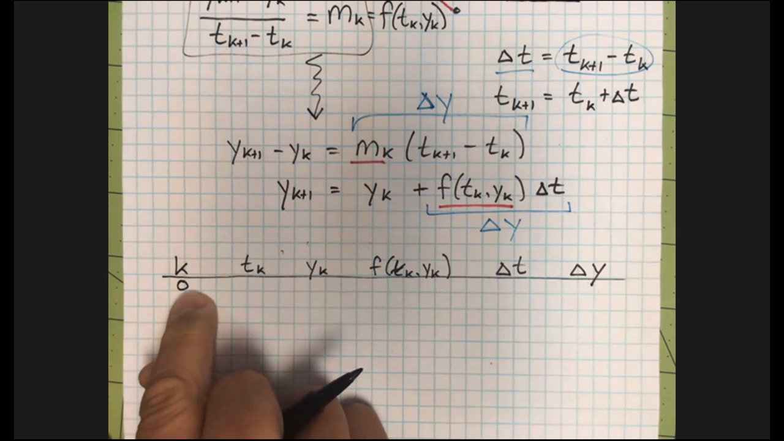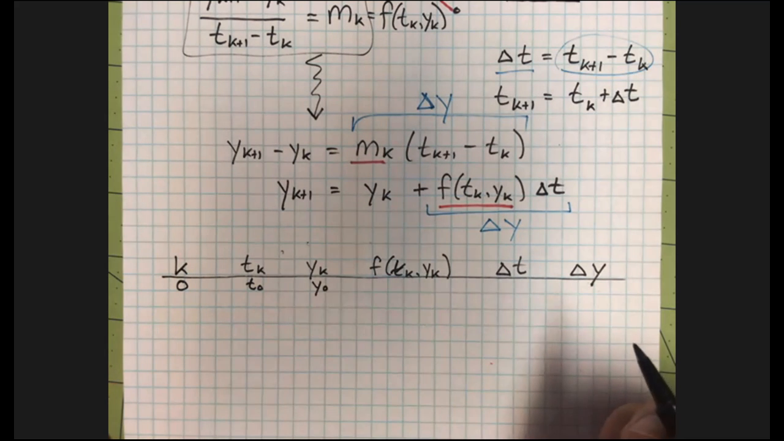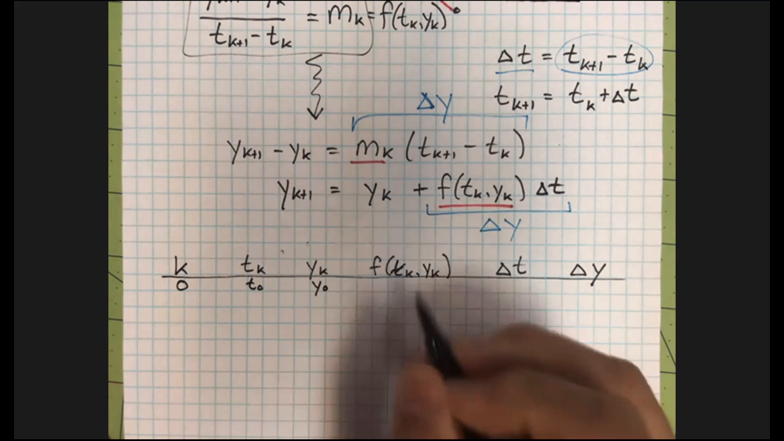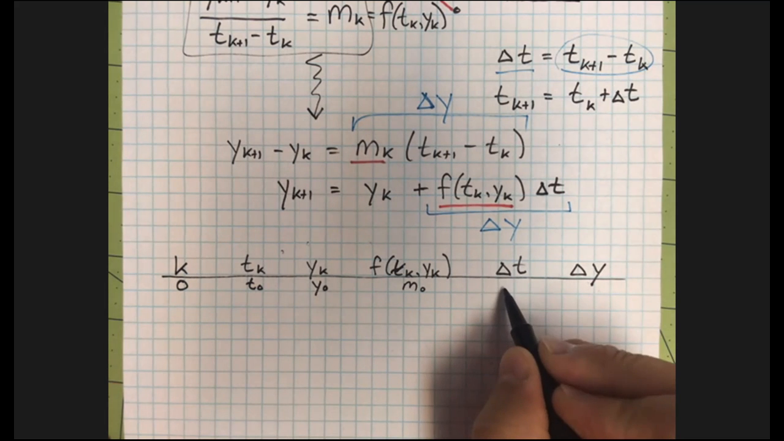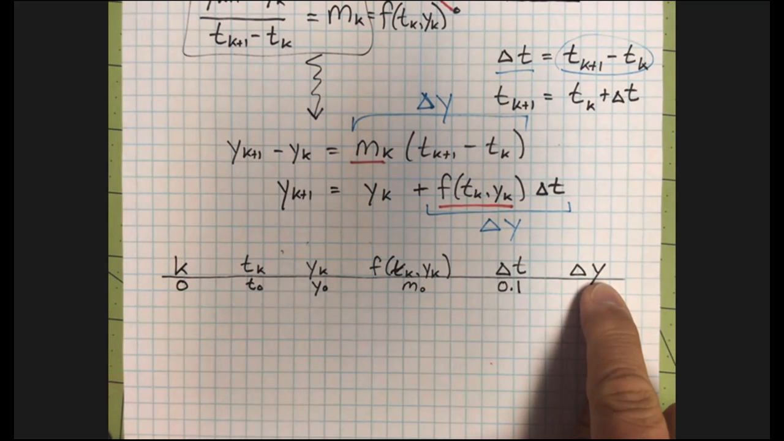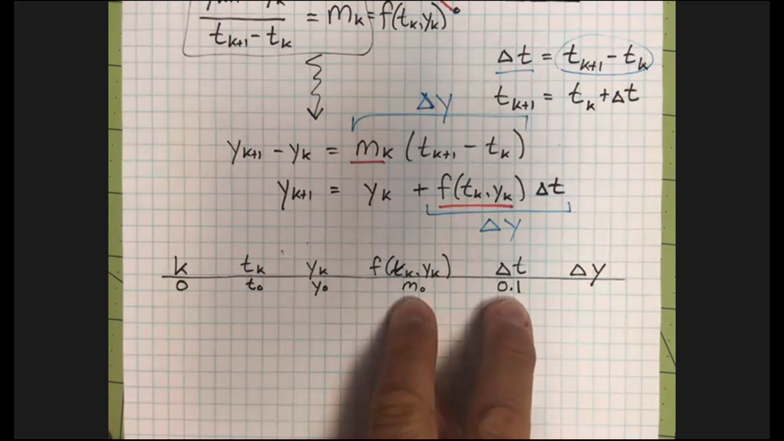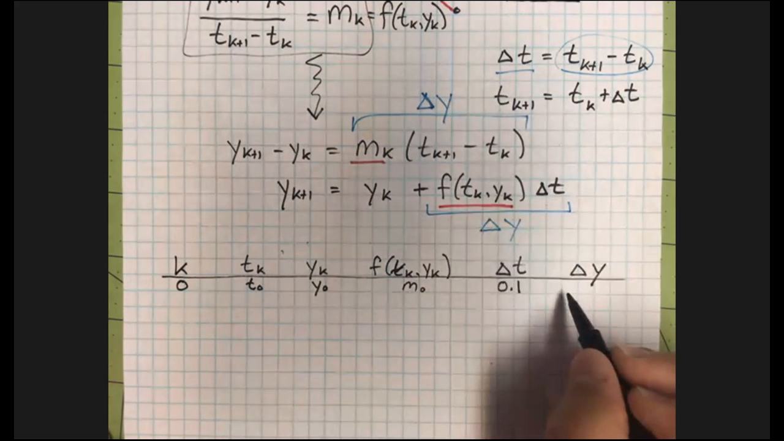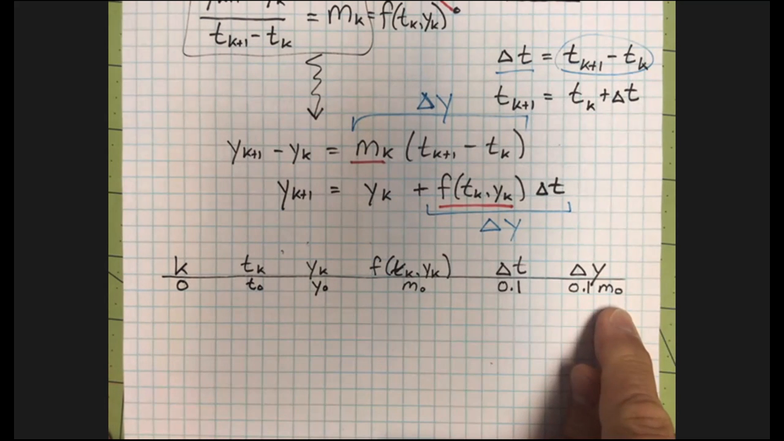Initially, I was on k equals zero. That means I was at t naught, y naught. But then I plugged those numbers into here and got a reading called m naught. And then I took the time interval, whatever it was, 5 seconds, 10 seconds, let's say it is a tenth of a second. How do I get my new position change? Well, the rate of change times the amount of time elapsed, the multiplication of those two, is the position change. I'm doing this with too many letters. In a second, we'll start to do it with numbers.